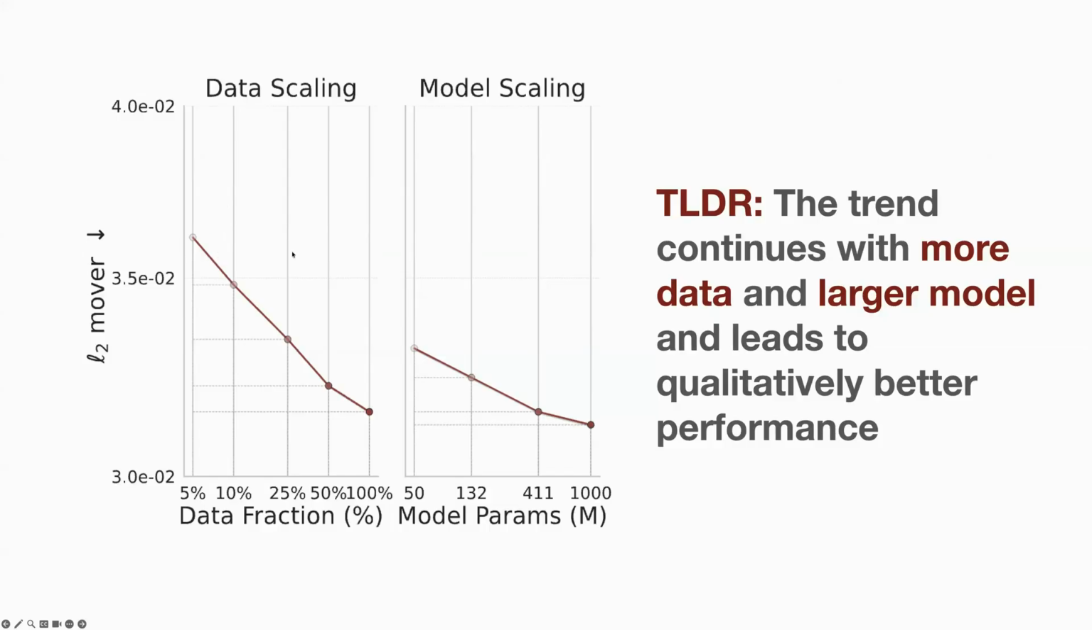For example, we start from 50 million parameters. If we keep scaling up like this, the error also decreases almost linearly. And this provides some signal that it can further improve with more data and larger models.